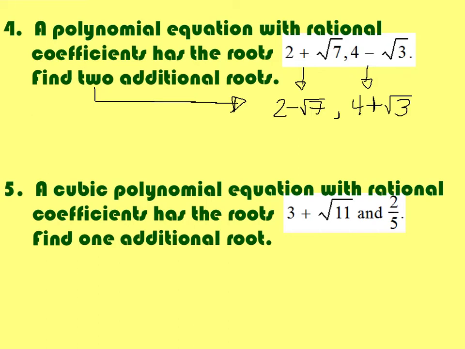Number 5 says, a cubic polynomial equation with rational coefficients has these roots. It says, find just 1 additional root. So this is giving us a clue that there's just 1 more root here. Well, 2 over 5, it doesn't have a square root sign, and it doesn't have an i. So it doesn't have its conjugate. However, 3 plus the square root of 11 does. So the conjugate here, we just change the sign, it would be 3 minus the square root of 11.